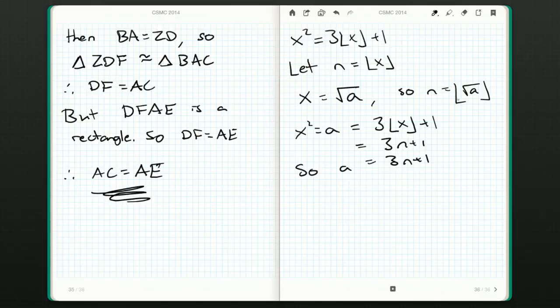So n is the floor of root a, and we know from our inequality that n is less than or equal to x, less than n plus 1. That's what makes n the floor of x. It's the unique n that satisfies this. Not particularly helpful, but if we square this, we'll get a in the middle. n squared less than or equal to x squared, still less than n plus 1 squared. We can expand that out: n squared plus 2n plus 1. Well, that's a.